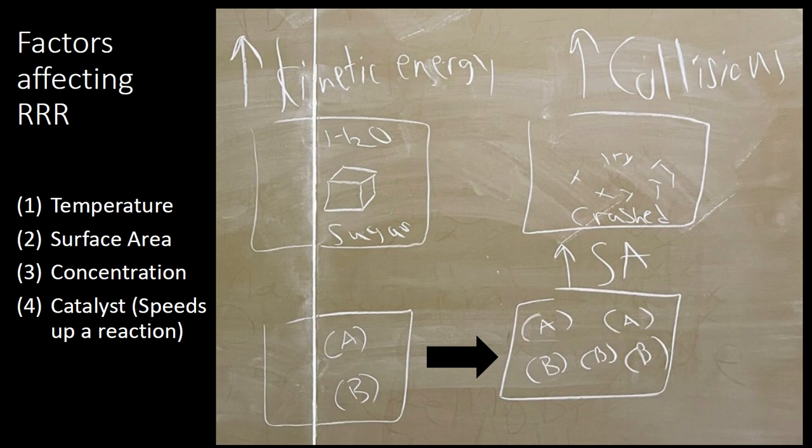There is also concentration, which is similar to surface area. Say in the bottom example, you start with just a certain amount of reactant A and B, and it might take a certain amount of time for them to interact, to collide. But if you were to say double the concentration of A, triple the concentration of B, that causes more surface area for A and B to find each other, or think of it as it increases the potential for collisions to happen.